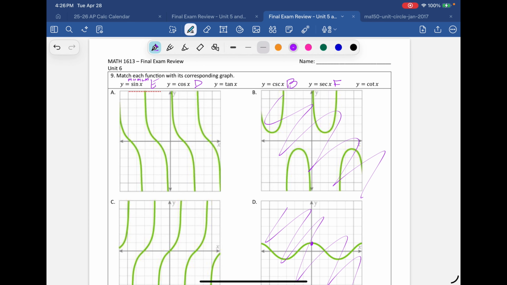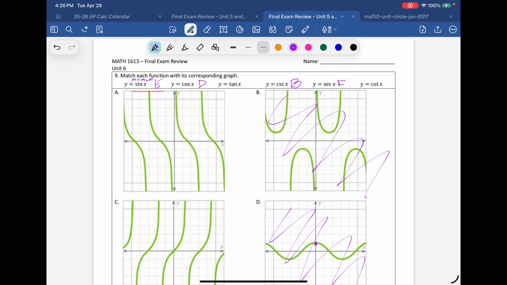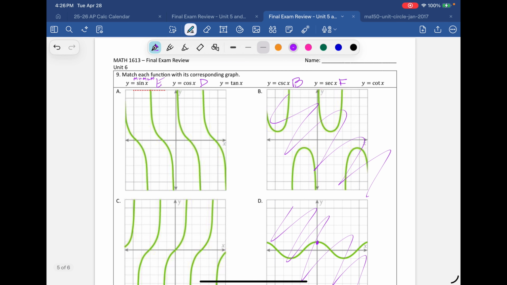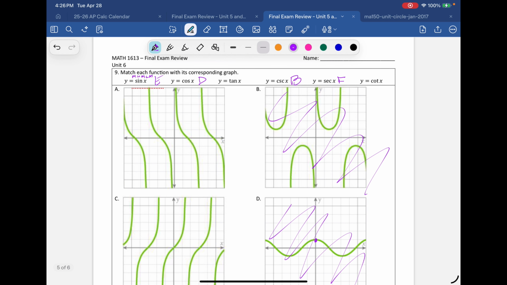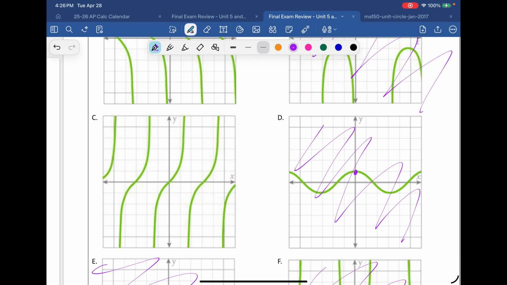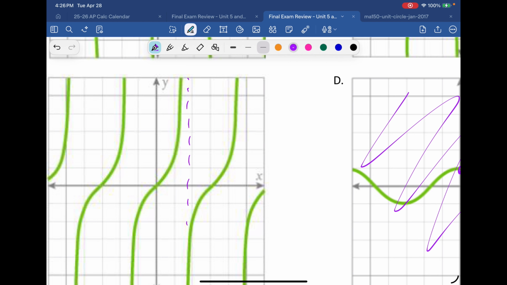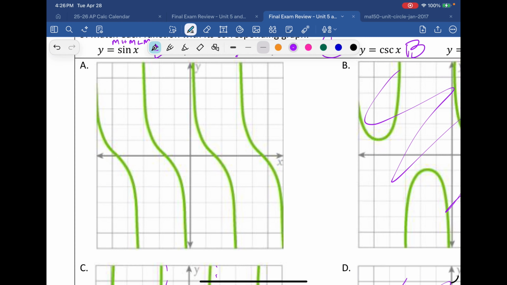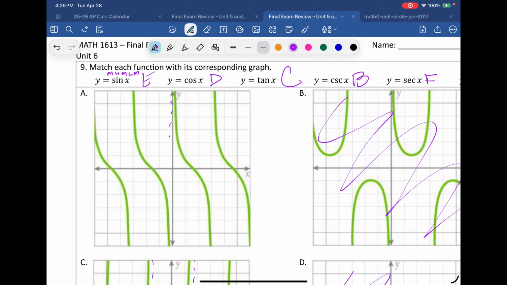All right, and that leaves tangent and cotangent. Without any phase shifts, tangent is increasing. Actually, phase shifts have no effect on increasing or decreasing, but tangent's increasing. And so that's got to be C. But the other thing is that I'll always have asymptotes at pi over 2, negative pi over 2, and so on. Whereas cotangent will have asymptotes every pi. So that's 0, pi, and so on.